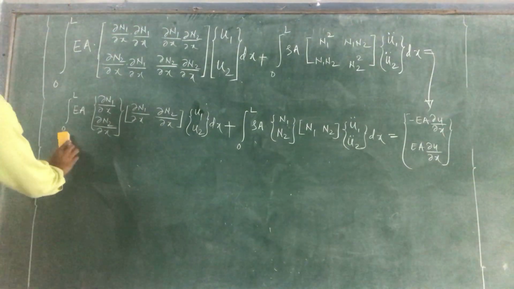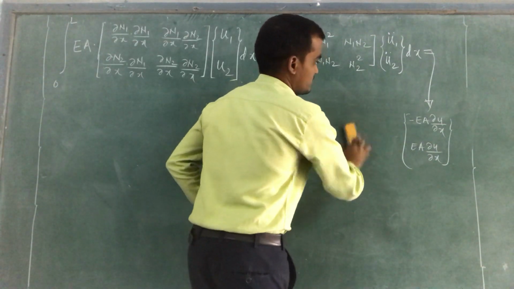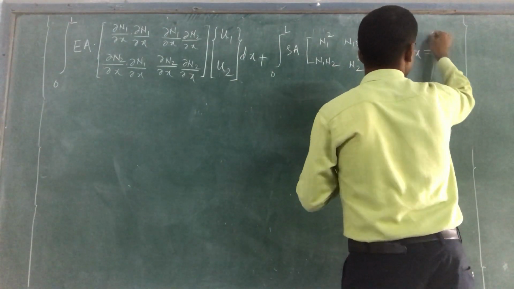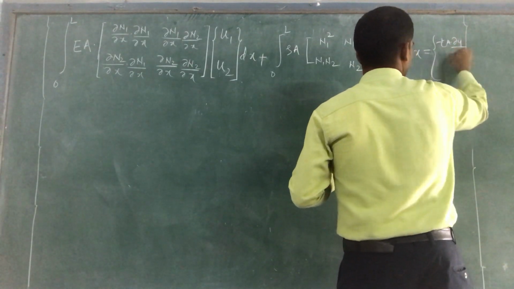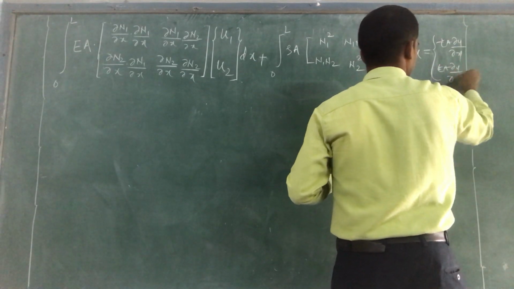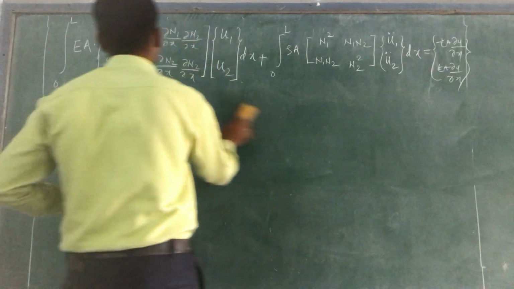So finally we will get this integration. Okay, this is actually equal to, we will write down, minus EA ∂u/∂x plus EA ∂u/∂x. Okay, now we need to solve this integration.